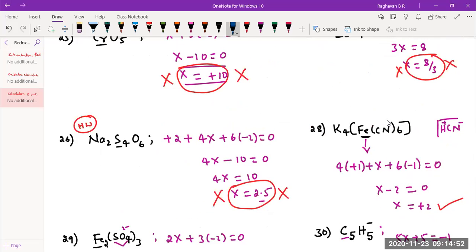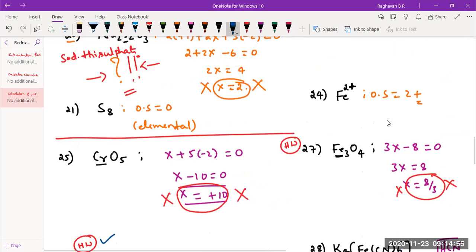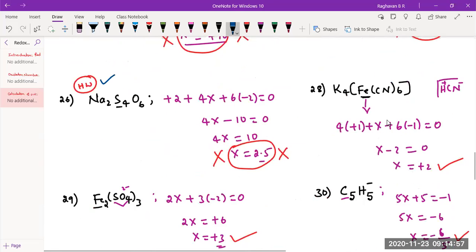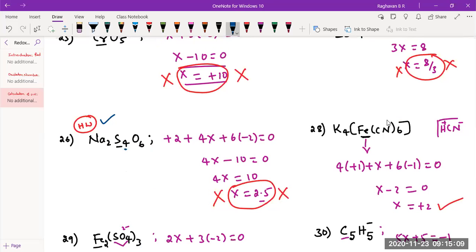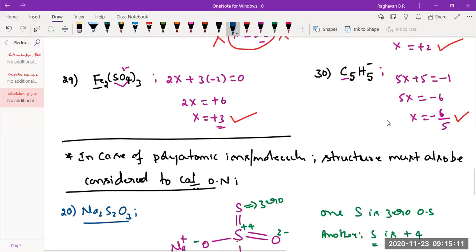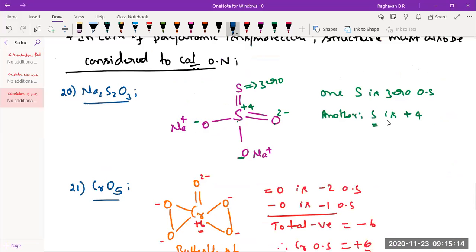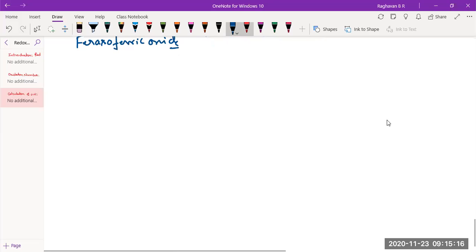And the last one, let me finish off. This is called sodium tetrathionate. 4 sulfur. Thio means sulfur. Sodium thiosulfate has sulfur; this one we say sodium tetrathionate. Which number is that? 26th. Na2S4O6. The structure is like this.